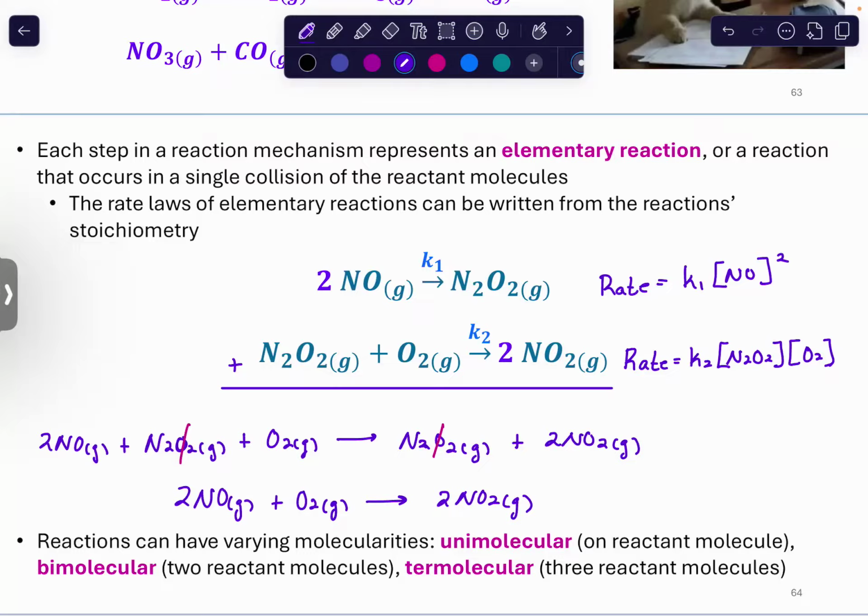Now, reactions can have different molecularity. They can be unimolecular, bimolecular, termolecular. Look at these intermediate steps up there. What are they? Which one? The second one is the one.